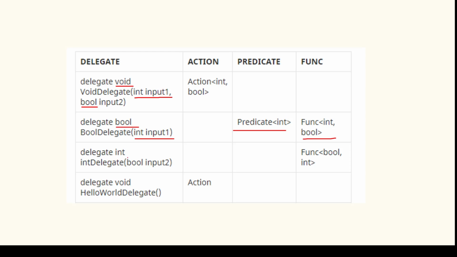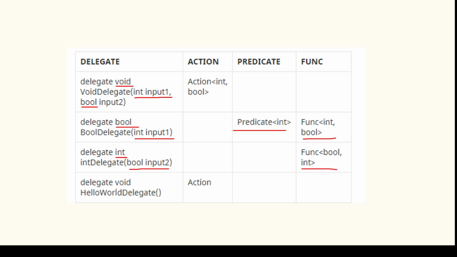The third one has integer as the return type and Boolean as the input parameter. So we cannot use action because action will only work with void. Predicate will only work with Boolean return type. So the only option left is func because in func we have the implementation that takes one input parameter and one output parameter, right? So func is the right option here to use.